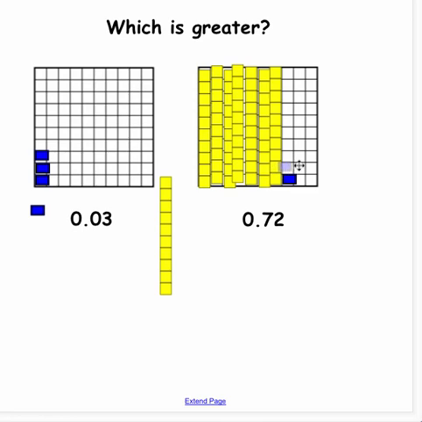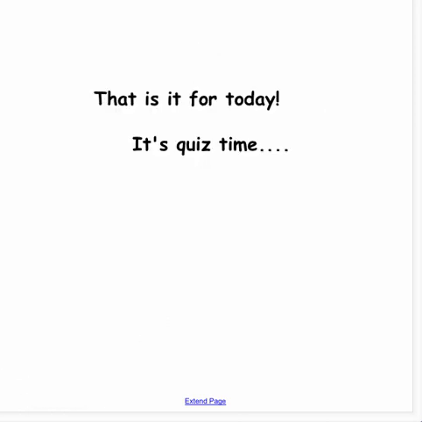Now that I have my picture done, I can go back and think about my question. Which is greater? That means which number is more? We can definitely see that this grid has a lot more on it than the grid over here does. So 72 hundredths is greater than 3 hundredths. I'm going to go ahead and write in my symbol just like that.